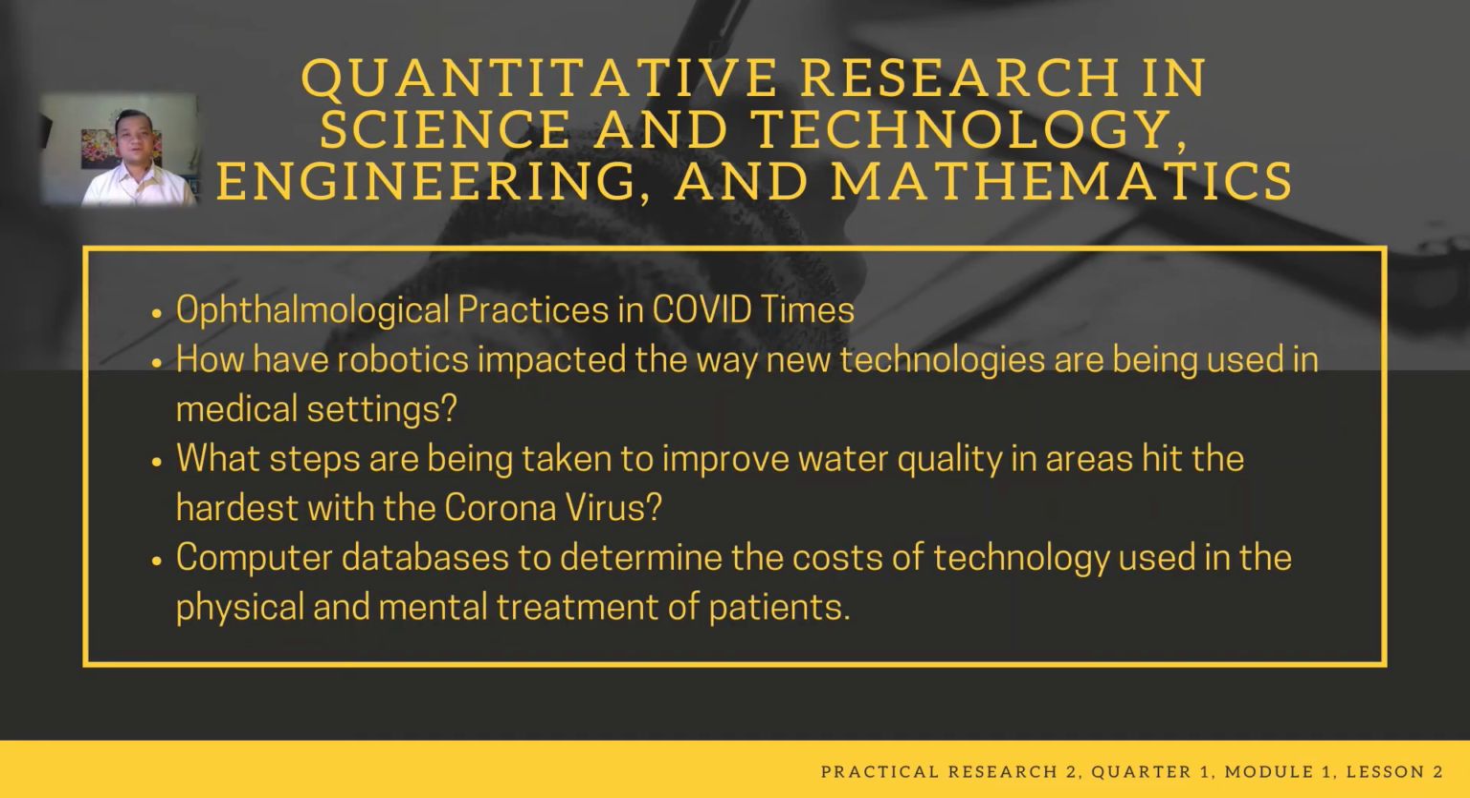Here are some examples of quantitative research in the field of science and technology, engineering, and mathematics. Ophthalmological practices in COVID times. How have robotics impacted the way new technologies are being used in the medical settings? What steps are being taken to improve water quality in areas hit the hardest with the coronavirus? Or computer databases to determine the cost of technology used in the physical and mental treatment of patients.